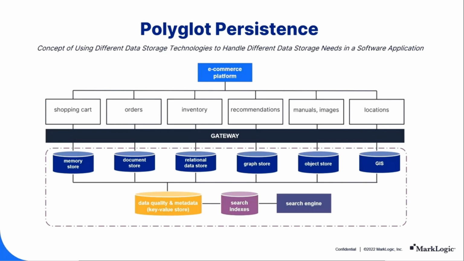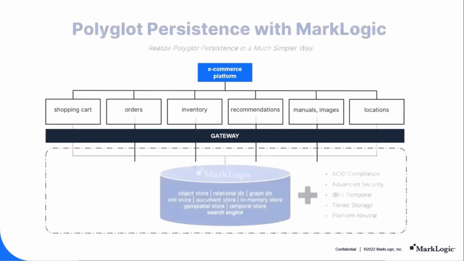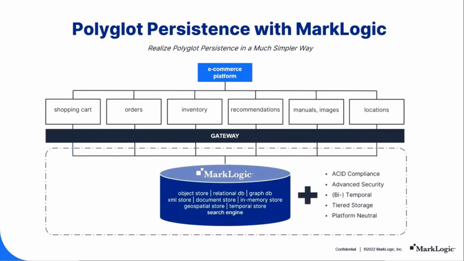Apart from that, there would be a need for search indexes and a search engine, making the storage layer very complex. MarkLogic realizes the polyglot persistence in a much simpler way because MarkLogic stores all the different types in a consistent way within the same storage engine. So there is no need to wire different storage technologies to realize polyglot persistence in MarkLogic. On top of that, you get the enterprise features of 100% ACID compliance, immediate consistency, advanced security features, and the capability to deploy in different platforms.